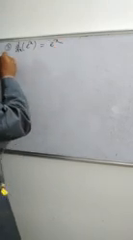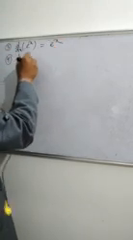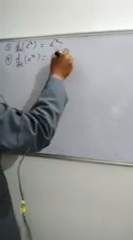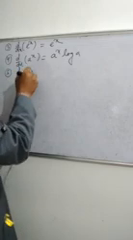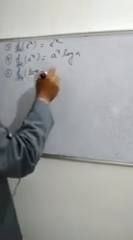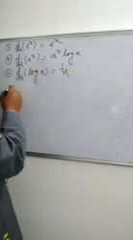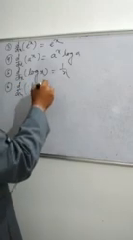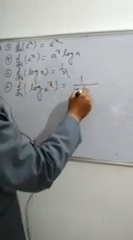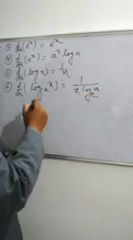Now formula number 3: the derivative of e to the power x. The base is e, so it is the same, e to the power x. Number 4: the derivative of a to the power x is a to the power x log a. Number 5: the derivative of log x is equal to 1 by x. The derivative of log x with base a is 1 by x log a, with base e.